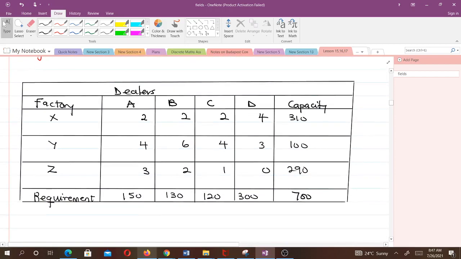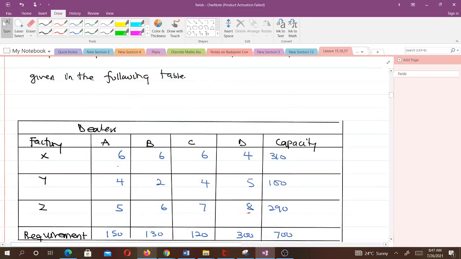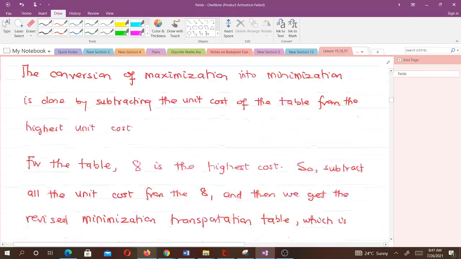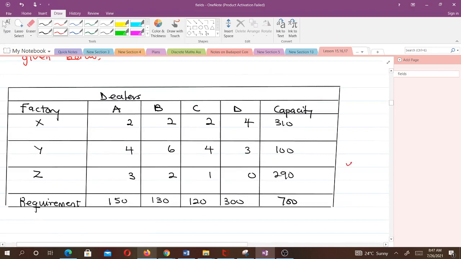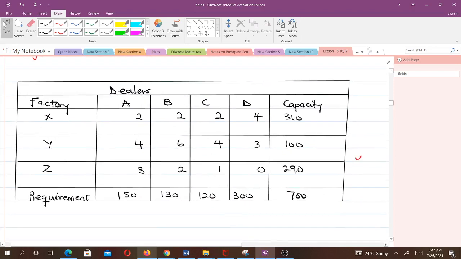So, 8 minus 6, 2. 8 minus 6, 2. 8 minus 4, 4. 8 minus 2, 6. 8 minus 5, 3. 8 minus 6, 2. 8 minus 7, 1. 8 minus 8, 0. That's going to give us this table here. And now this is a minimization one. We've been able to convert the maximization one into a minimization one. So we will solve this using the normal procedure that we know.